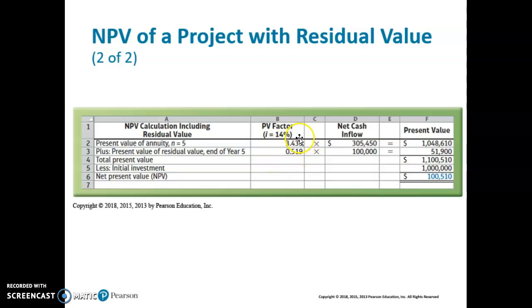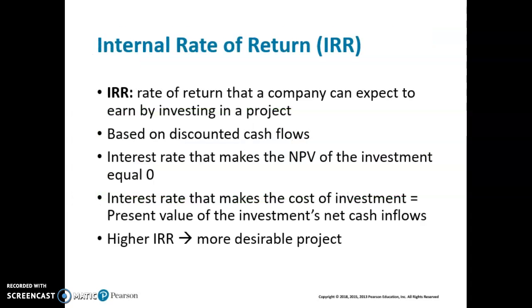Okay, see, the annuity factor is greater than 1. The lump sum factor is always less than 1, always. So that's the present value. That is $51,900. So the total present value of my cash inflows is $1,001,510. So now the net present value is $100,510. Okay? Okay, let's keep rolling here and wrap this up.